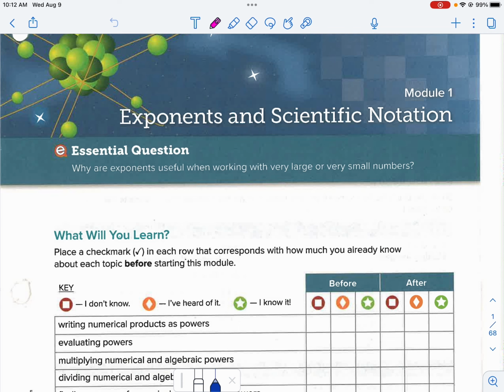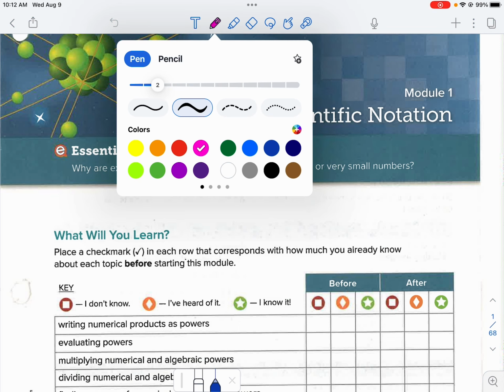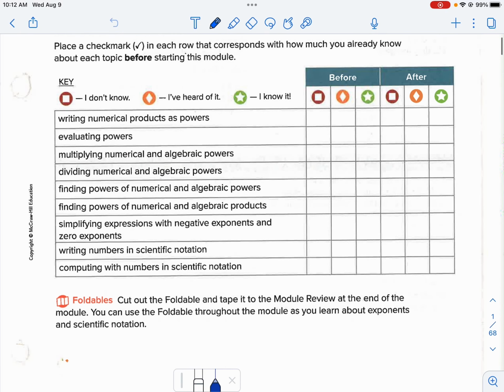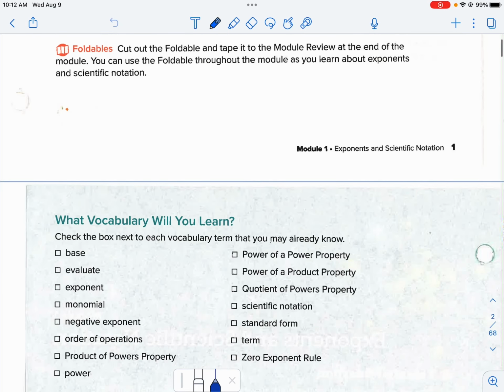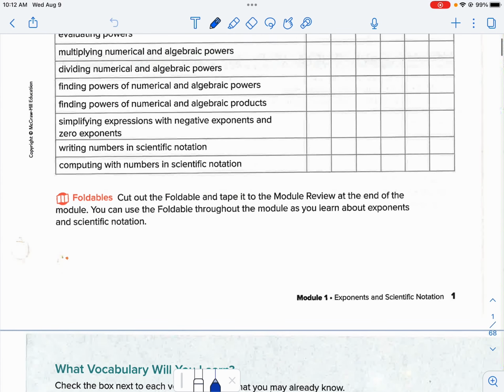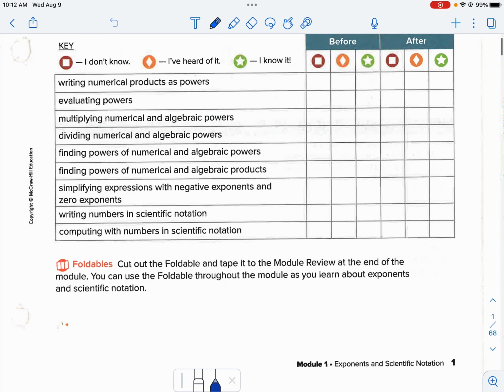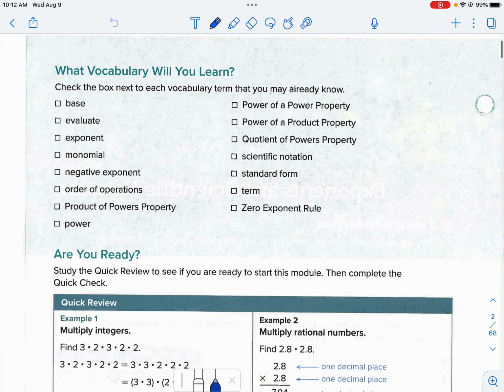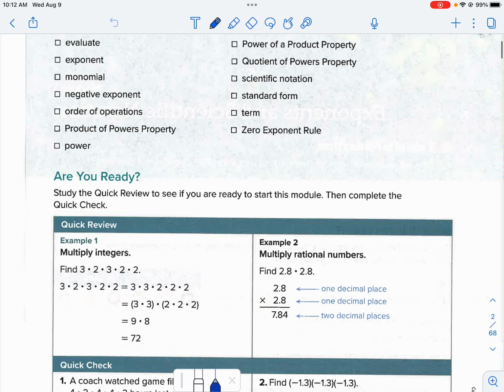So our first unit is exponents and scientific notation. This is module 1, and as you look at the first page, you can go through it and mark it up as to information that you think you already know. Do you know it? Not know it? Have you heard of it? Okay, what vocabulary you will learn? This is what we're going to go over.